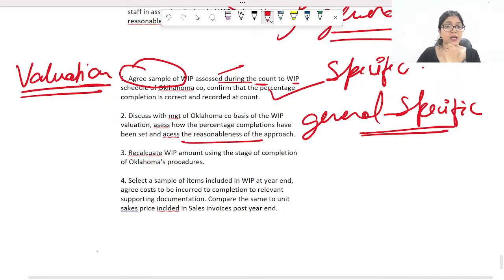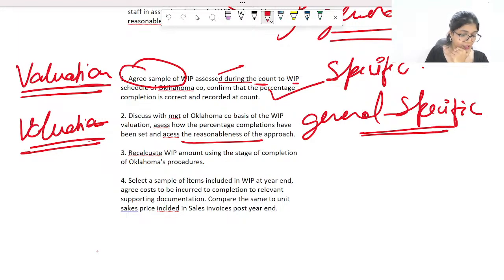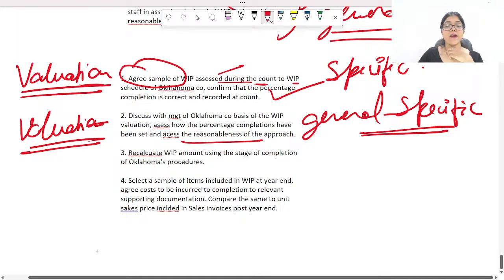Again, here also we are testing the valuation assertion. Great. Calculate the cost of WIP and compare with NRV to ensure WIP is valued following IAS 2 Inventories. You can write this, but this is very general. I feel that. Very general. Okay, next. This is very, very general.